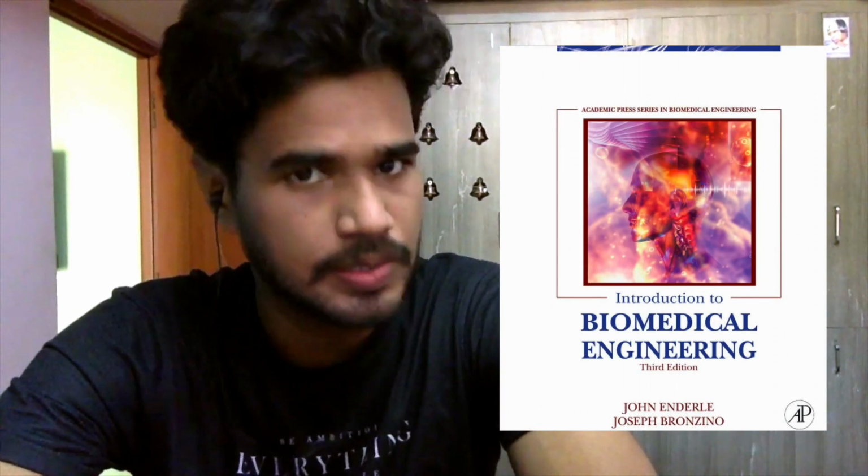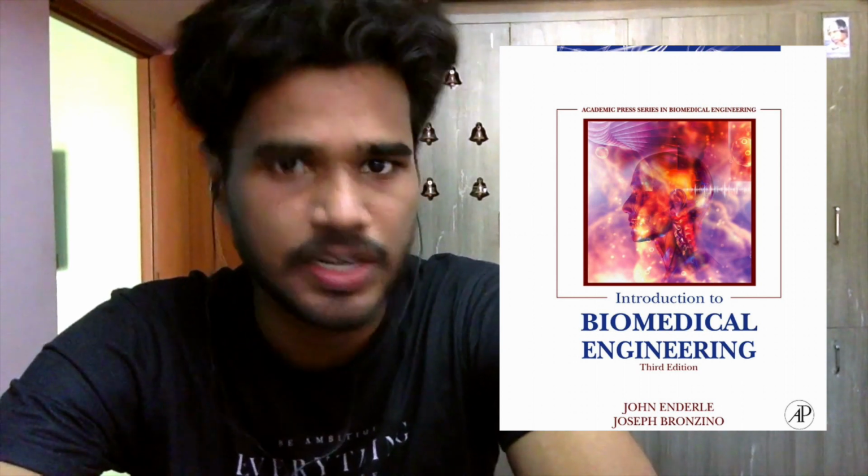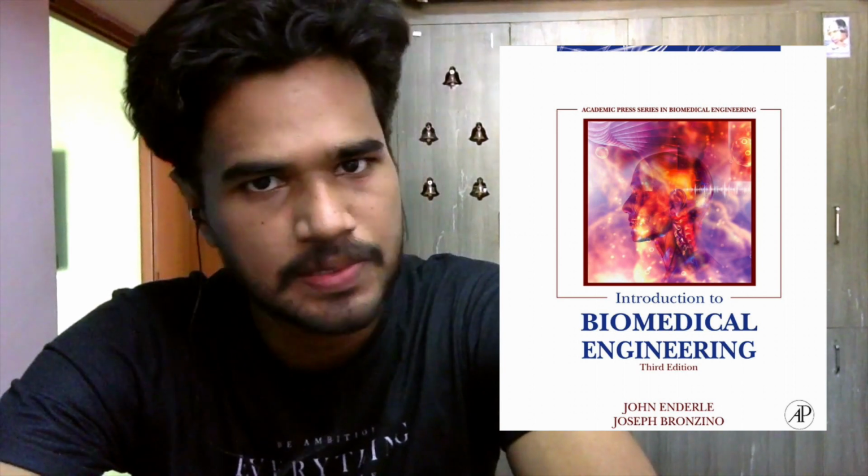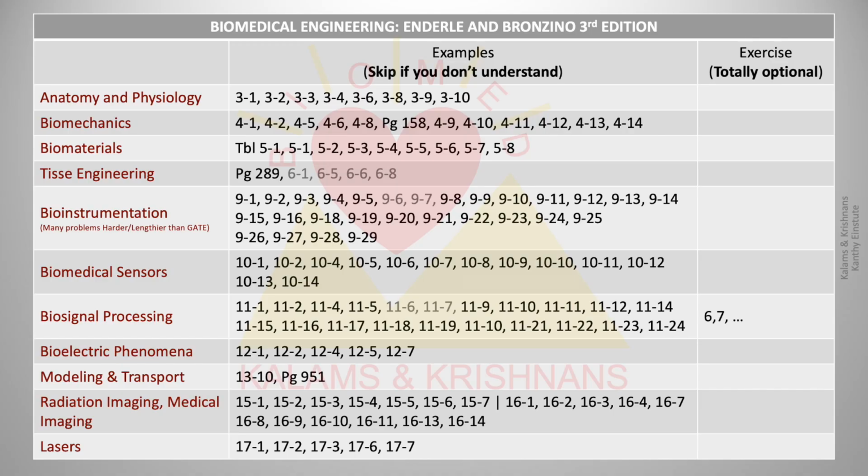Okay. Once you finish general aptitude and mathematics, the next thing you should do is look at the general biomedical engineering book by Enderle and Bronzino. The reason is, this book is very vast and very broad, and covers most of the topics in the GATE Biomedical syllabus with lots of examples. And what I have given here is a chapter-wise list of examples that are very useful for GATE. For example, if you look at the 3rd chapter on anatomy and physiology, examples 3.1, 3.2, and so on till 3.10 are very relevant for GATE.